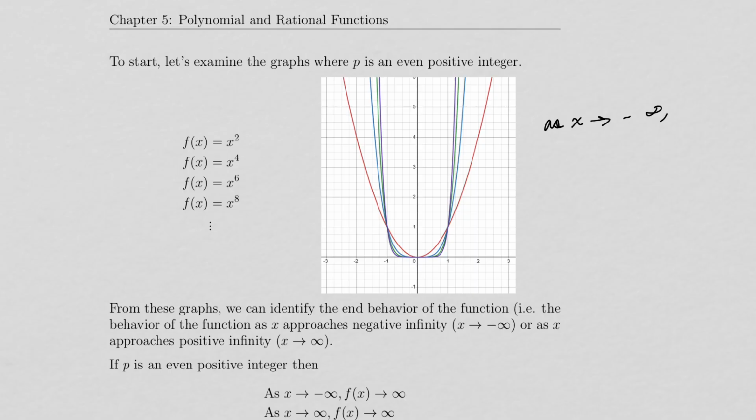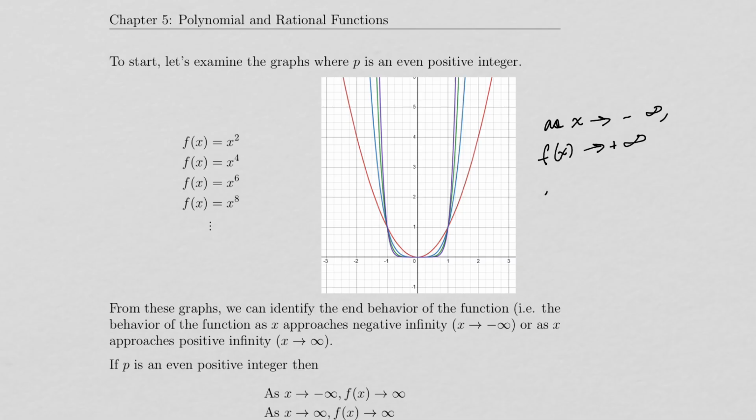So as x gets really, really small, this way, what happens to the function? It grows to positive infinity, right? It gets really, really large, if you have these even exponents here, if the p's are even positive integer values. So as x goes to negative infinity, the function itself, f of x, goes to positive infinity. I'll write the plus just to emphasize it's positive infinity.